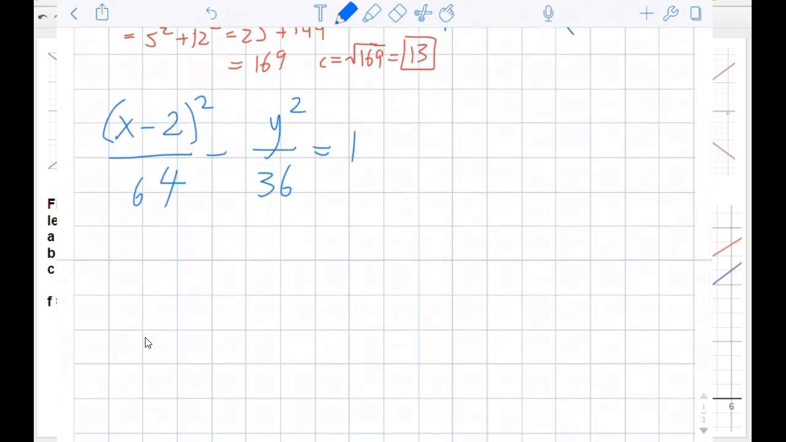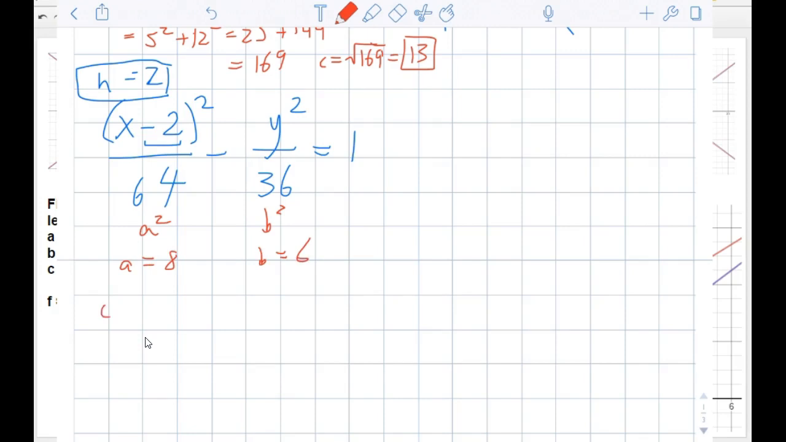One last one. In this case, we actually have a translation here. There's a translation in the x direction, right? An h value that's here. The h value turned out to be 2, okay? So there is a horizontal translation here. Let's first just look at the a and the b value again. The a value is here and the b value is here, right? So the a value is going to be 8. The b value is going to be 6.